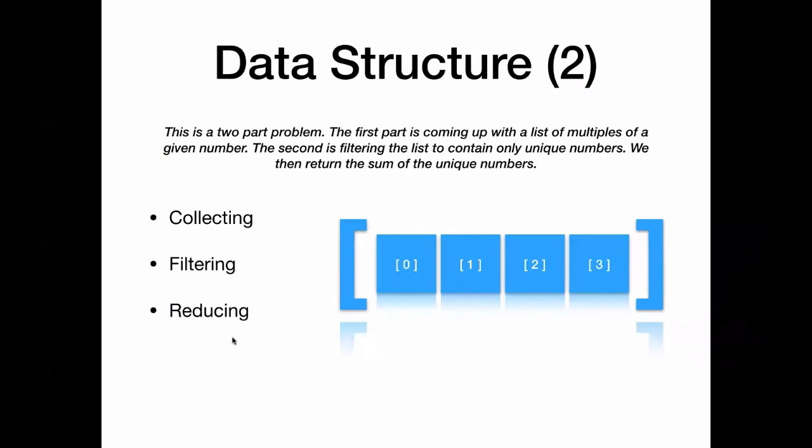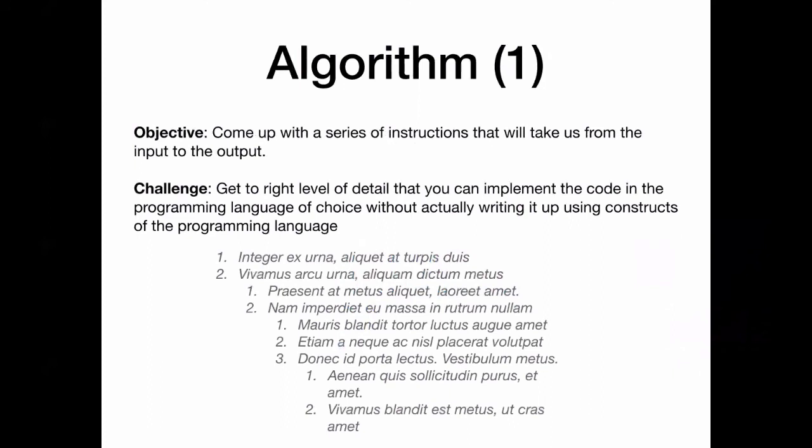If you're looking at Ruby, it immediately jumps to mind that what I want is an array. So that's the data structure that we'll be working with. And now that we have our data structure, and typically those two are paired, we'll go to our algorithm. For the algorithm, the core objective is to come up with a series of instructions that will take us from the input to the output. So it's really just a series of instructions.